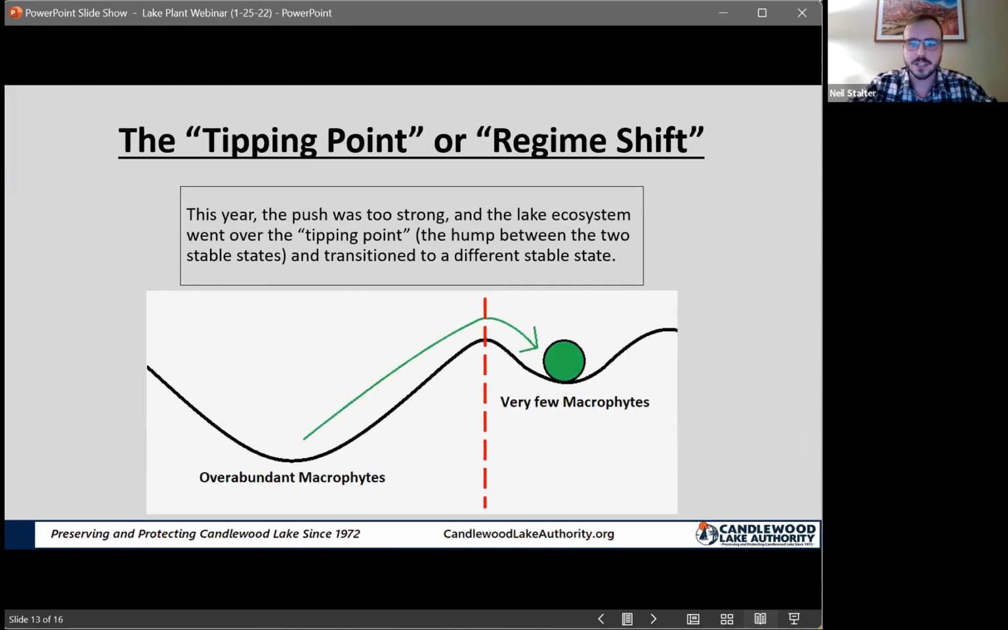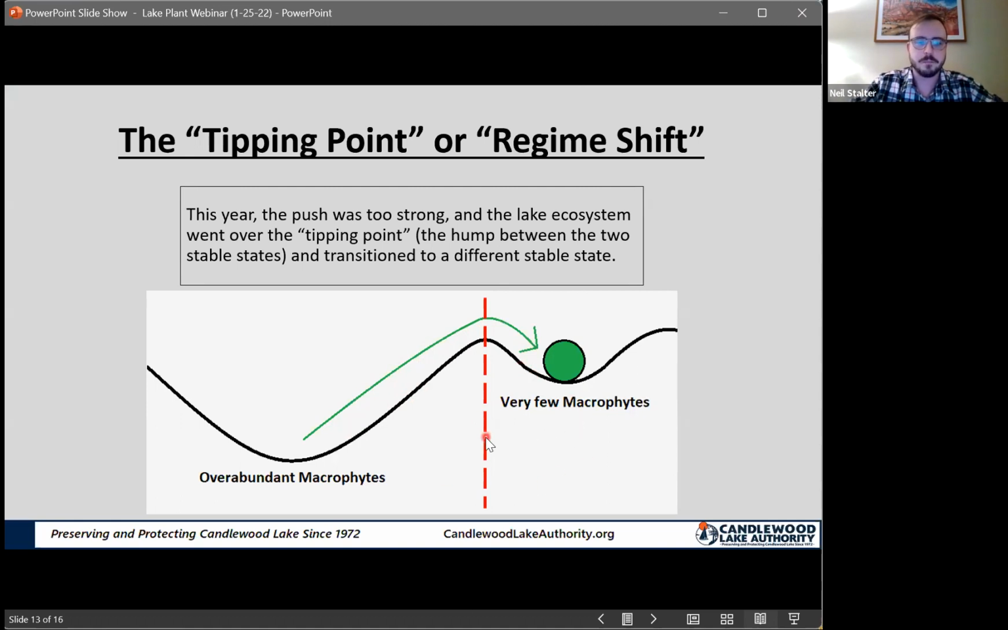Obviously, this past year, that push was too strong. The factors that were pushing the ecosystem up the hill, all of those things that I mentioned, the grass carp, the drawdown, the other natural changes in the ecosystem, all of those things are pushing this ecosystem up this hill. And this past year, it reached this tipping point and went to the other stable state of very few plants. This is called a regime shift in this theory.